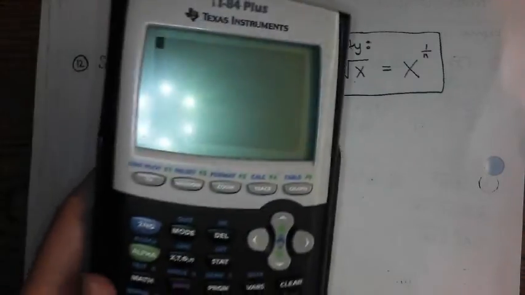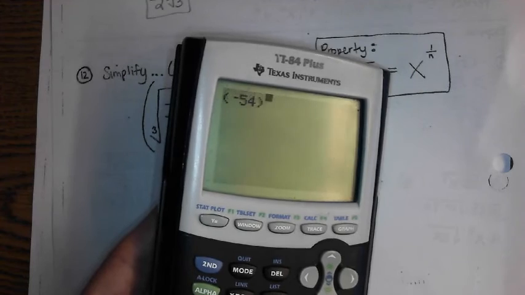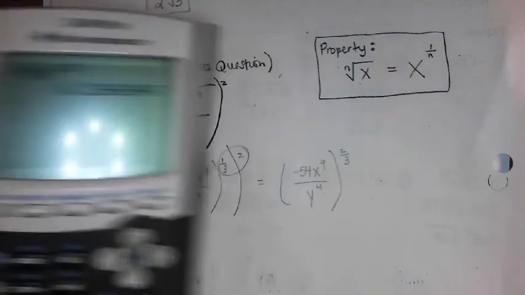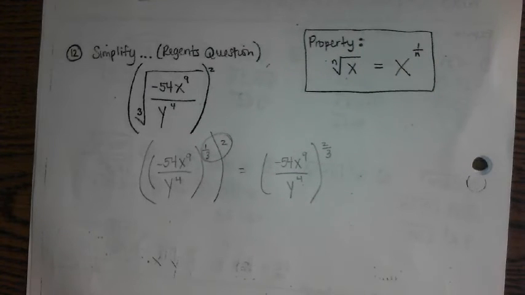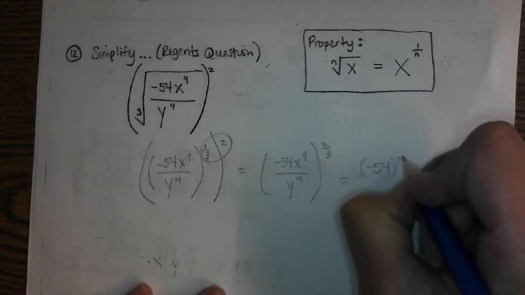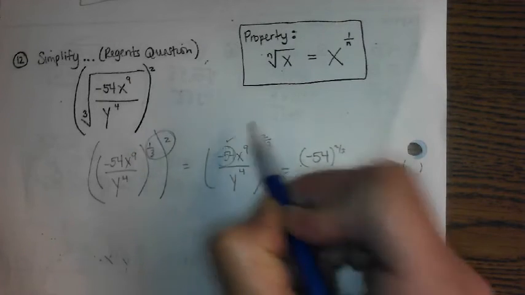So starting with negative 54. Watch me on my calculator. You don't have to do this. Negative 54 has to be raised to the 2/3 power. Oh. We're going to come back to that. Just leave it like this. Most of the time I will tell you that'll be a whole number. So that's the first term.